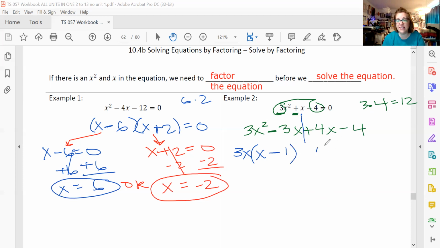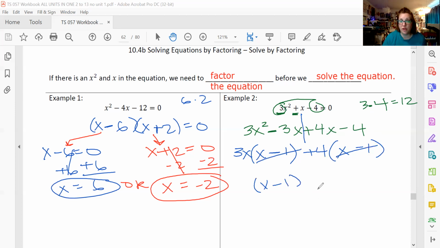Over here, I'm going to take 4 out of both of these. 4x divided by 4 leaves me with x. Negative 4 divided by 4 is negative 1. And now I'm going to factor this out. So I have x minus 1. And then I'm going to rewrite for my second binomial whatever is left, which is that 3x plus 4. So there I've factored my equation using the grouping method. Hopefully that looks familiar. We're building on some knowledge that you already have.